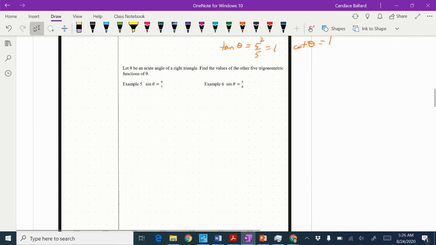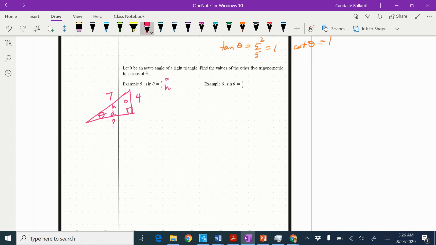So in these next two examples, they just didn't give us the triangles, so we have to draw our own triangles. That's the way I would think about it. So I'm going to label a theta, not to scale, okay? I know sine theta is opposite over hypotenuse, so my opposite, sometimes I still label in here, is 4, my hypotenuse is 7.